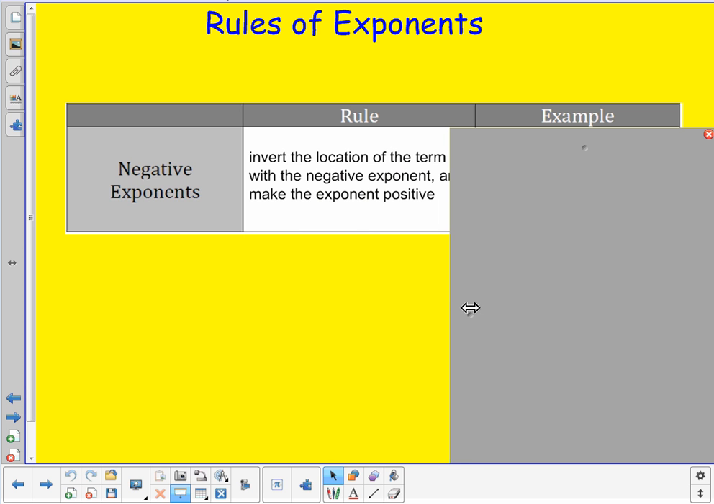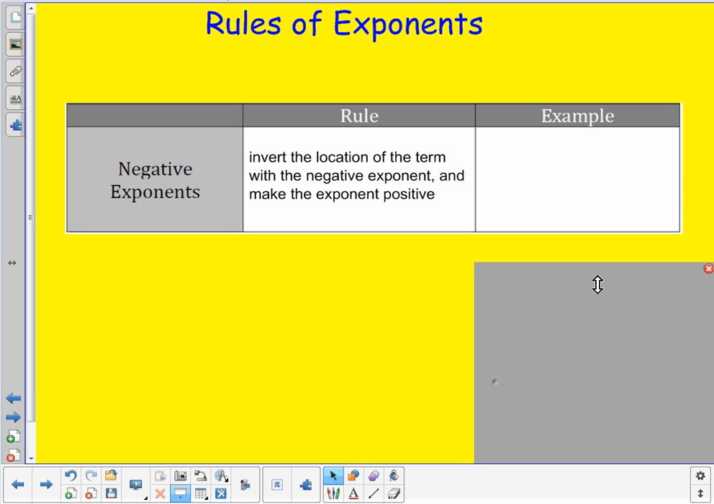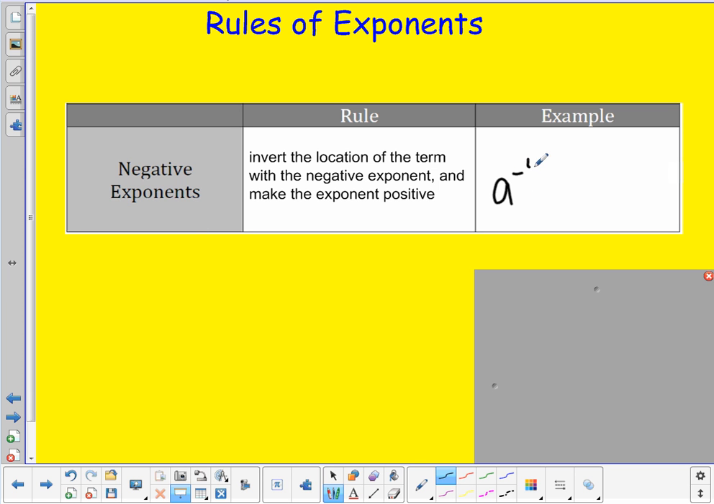So the thing about negative exponents is we invert the location of the term with the negative exponent, and then we make the exponent positive. So we're going to flip its location and make the exponent positive. So if we look at an example there, let's say I have something like a to the negative fourth.